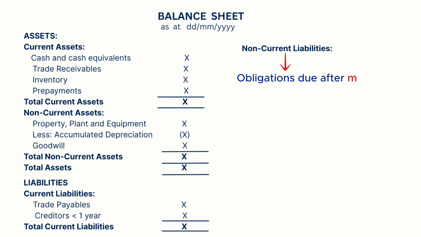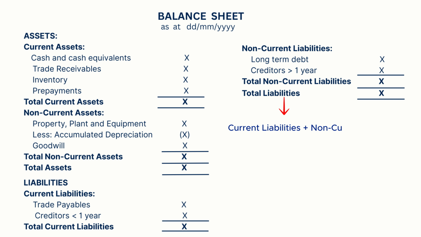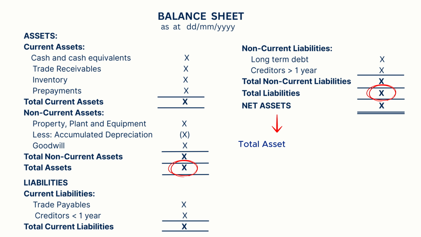Non-current liabilities are obligations due after more than 1 year. Long-term debt includes bank loans or borrowings that extend beyond 12 months. Creditors falling due after more than 1 year include long-term obligations such as lease liabilities or deferred payments. Total liabilities. When we combine current and non-current liabilities, we get total liabilities, which is everything the company owes. Net assets equals total assets minus total liabilities. In other words, once we subtract everything the company owes from everything it owns, what remains belongs to the shareholders.